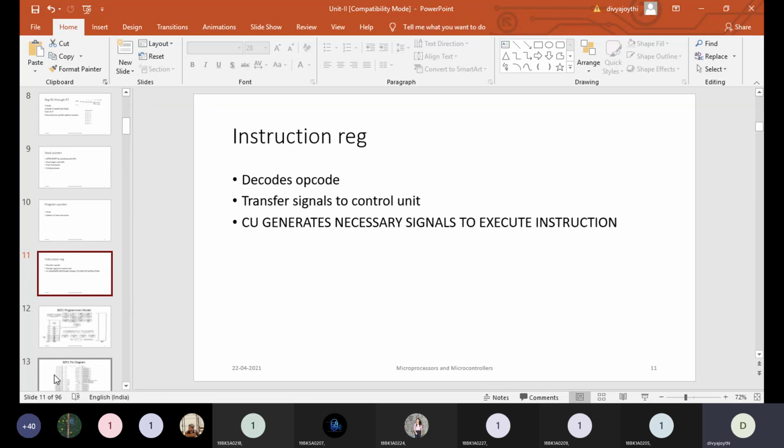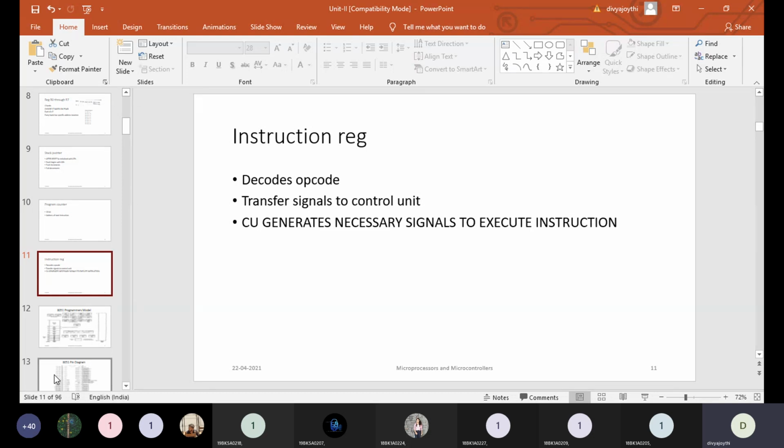And the last register of these general purpose registers is nothing but the instruction register. See here, instruction pointer is different, instruction register is different. We learn about the instruction pointer in the 8086 microprocessor, and about the instruction register we will learn in the 8051 microcontroller. What does it do? The instruction register will decode the opcode. What is an opcode? Mnemonic is nothing but the opcode. Say for example, add ax comma bx. In this, the opcode is add, and ax comma bx are the operands.